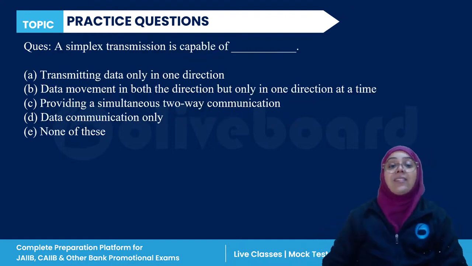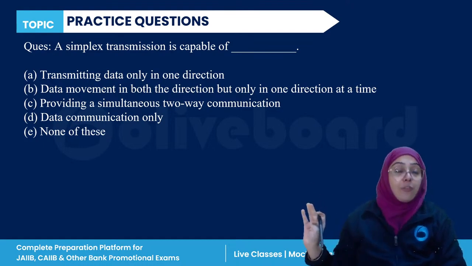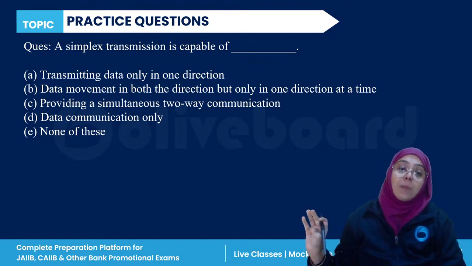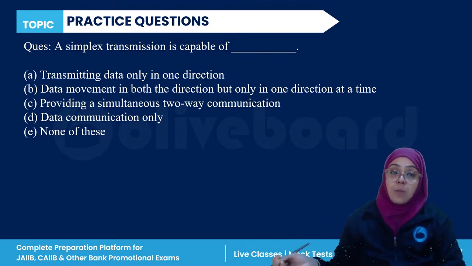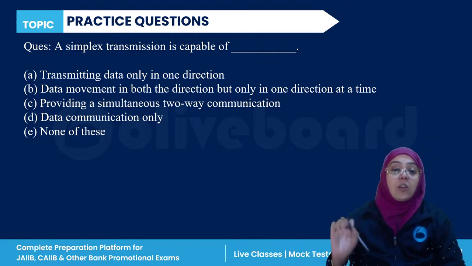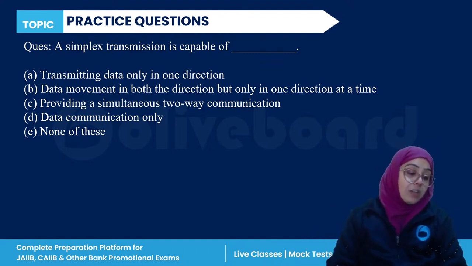Next question. A simplex transmission is capable of simplex, duplex, and half duplex. Remember this: simplex, duplex, and half duplex. Transmitting data only in one direction. Data movement in both directions, but only in one direction at a time. Providing simultaneous two-way communication. Data communication only or none of the above. Simplex transmission is capable of what?